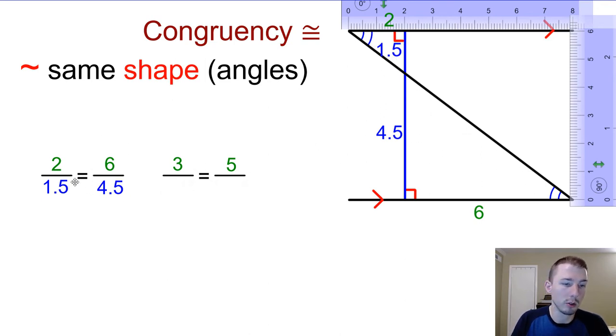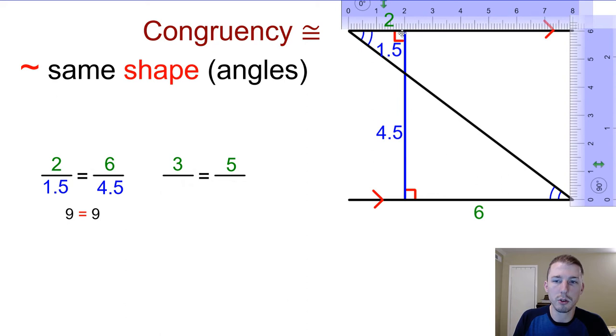So if I cross multiply in this proportion, I have 2 times 4 and a half is equal to 6 times 1 and a half, which is going to be 9 is equal to 9. So sure enough, these two sides cut each other proportionally, which is interesting. They don't bisect each other, but they cut each other proportionally, which is fascinating.